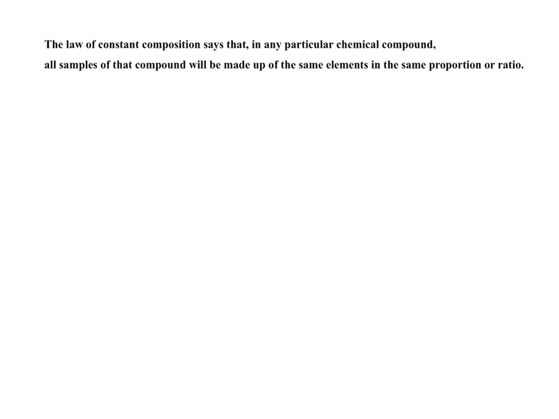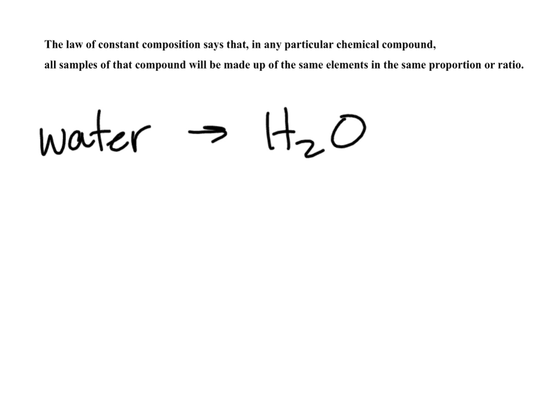The law of constant composition states that in any particular chemical compound, and understand, compound, we're not talking about molecules or elements, all samples of that compound will be made up of the same elements in the same proportion or ratio. If I take water, which we all know has a formula of H2O, all water, regardless of how much you have, what state it's in, or how much pressure is being exerted on it, is always going to be 2 hydrogen atoms for every 1 oxygen atom.